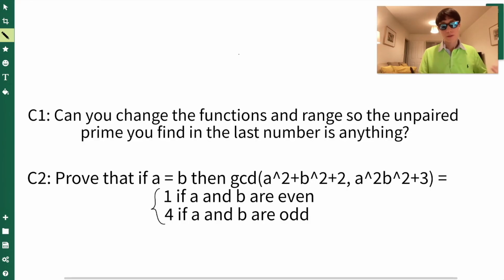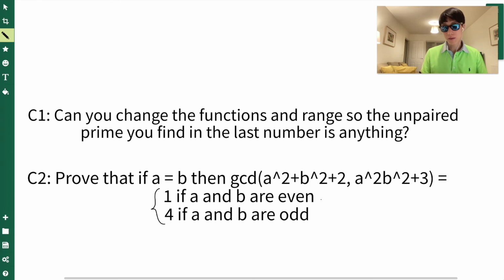And finally, I'm going to leave you guys with 2 challenges. The first challenge is, can you change the functions in the range so the unpaired prime that you find at the end is any prime that you want? And the second challenge, which will be pretty easy if you solve the problem the way that I explained today, prove that if a and b are equal, then the GCD for a squared plus b squared plus 2 and a squared b squared plus 3 is equal to 1 if a and b are even, and 4 if a and b are odd.